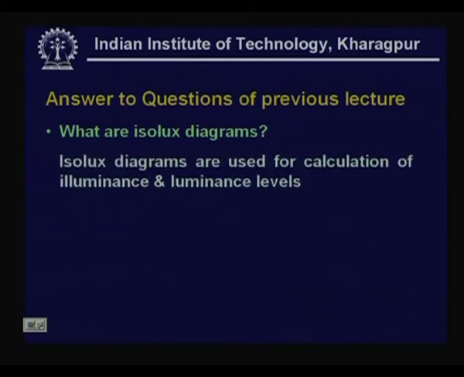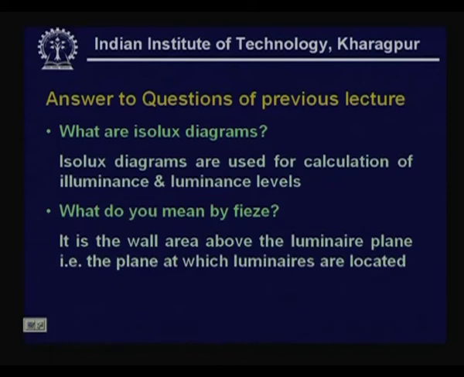What are isolux diagrams? Isolux diagrams are used for calculation of illuminance and luminance levels. The equal lux level, equal illuminance curves. What do you mean by frieze? Frieze is the wall area above the luminaire plane, that is the plane at which luminaires are located.